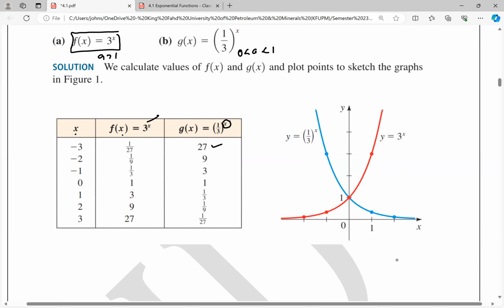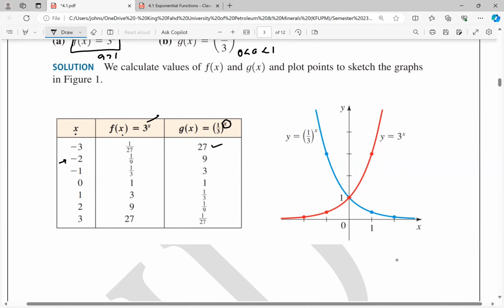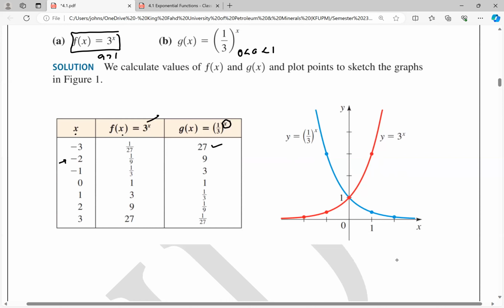If you substitute minus 3 as x here, you'll have 27. Here, if you substitute x as minus 2, you're going to have 3 to the power minus 2, which is 1 over 9, while here it will be 9. Now, you continue till the end. But if you try to plot these points, you will see that when you have 3 to the power x, you have an increasing graph, which is in red. But for this other one, that is g of x, it is going to be a decreasing graph. So, in general, this is how the graphs of exponential functions behave.